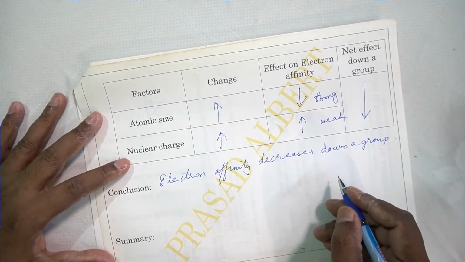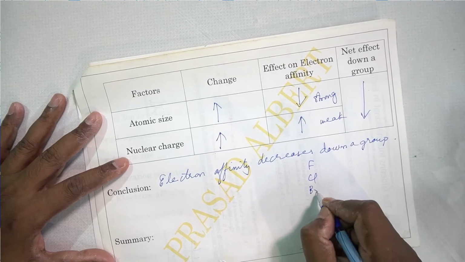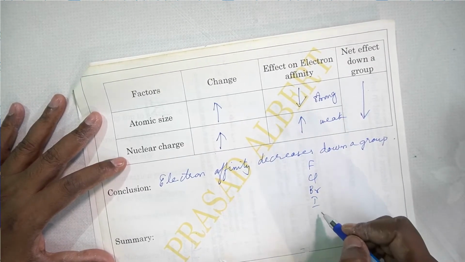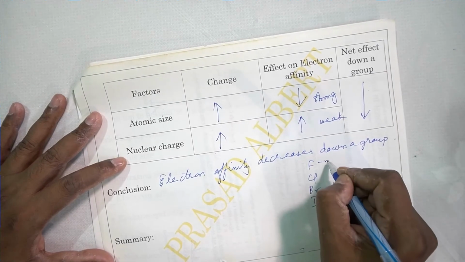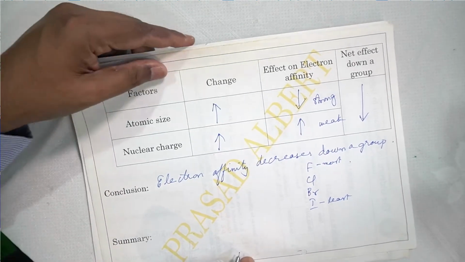So if you take elements like fluorine, chlorine, bromine and iodine, the electron affinity decreases down. So iodine will have the least electron affinity, and this one will have the most electron affinity. That's what we see. Now how can we summarize today's studies in this video?